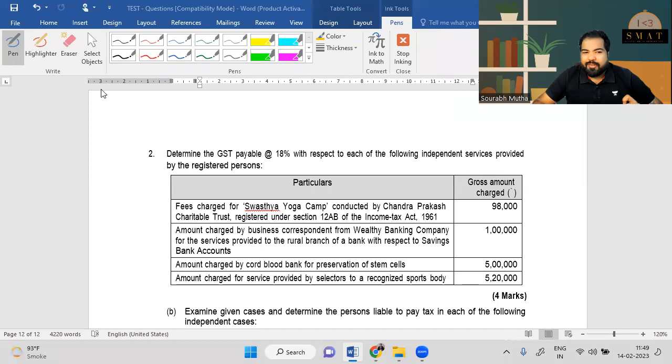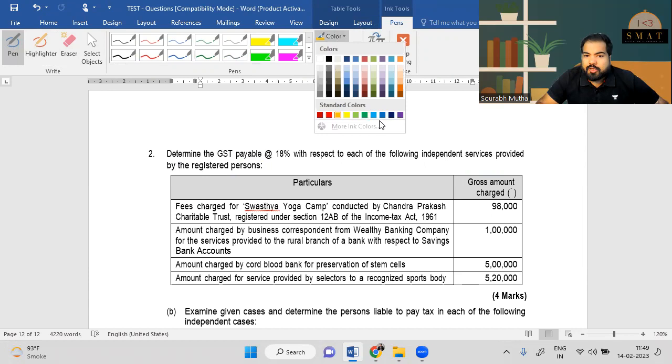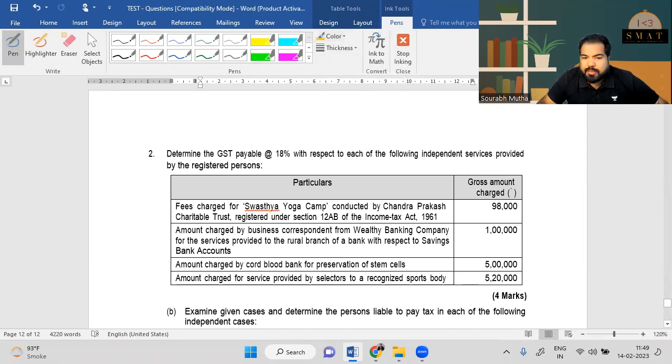This next question is a very nice question on exempt supply. Determine the GST payable at 18% with respect to the following independent cases. Let's see the first case. Fees charged for Swasthya Yoga Camp conducted by Chandra Prakash Charitable Trust registered under Section 12AB. Guys, all these notifications, all these exemptions are under one notification only. So you can quote that. And this one will be exempt. Yoga camps provided by a charitable trust are exempt.